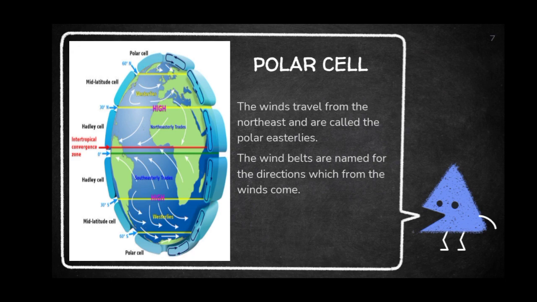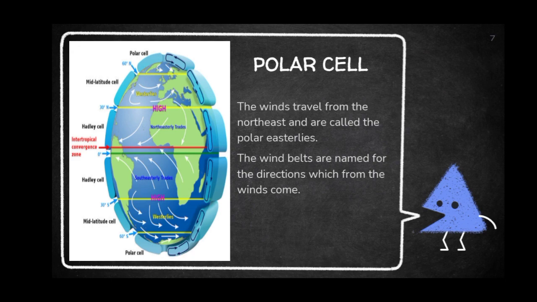Finally, the last atmospheric circulation cell is the polar cell. In the polar cell, the winds travel from the northeast and are called the polar easterlies. The wind belts are named for the direction from which the winds come. For example, the westerly winds blow from west to east. These names hold for the winds in the wind belts of the Southern Hemisphere as well.